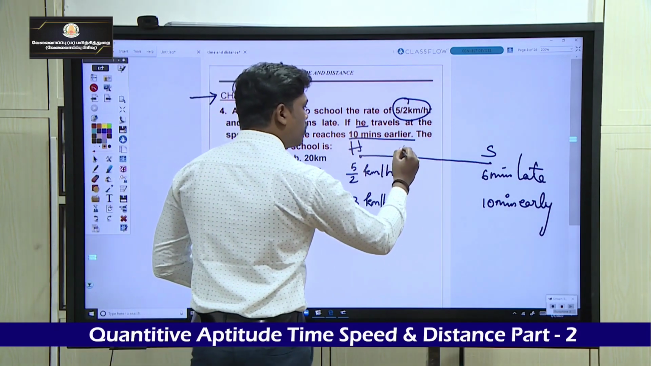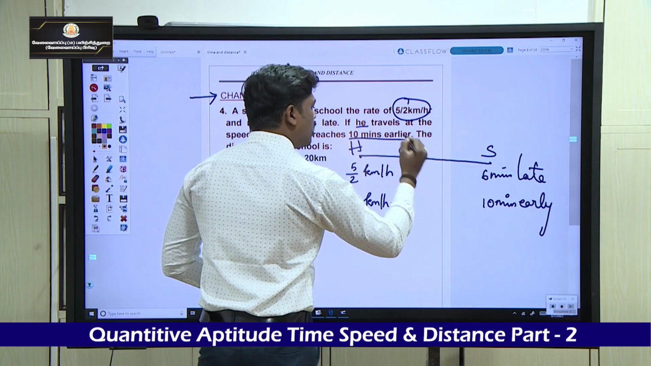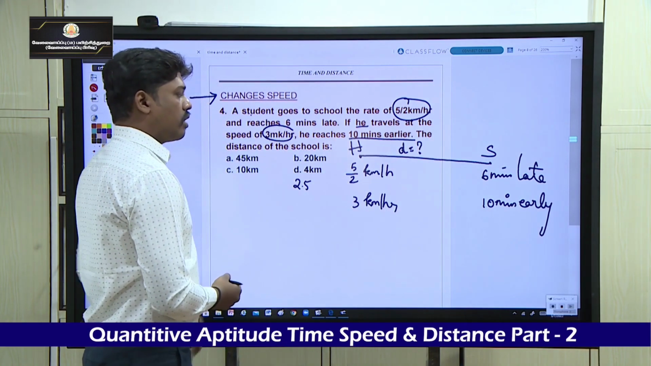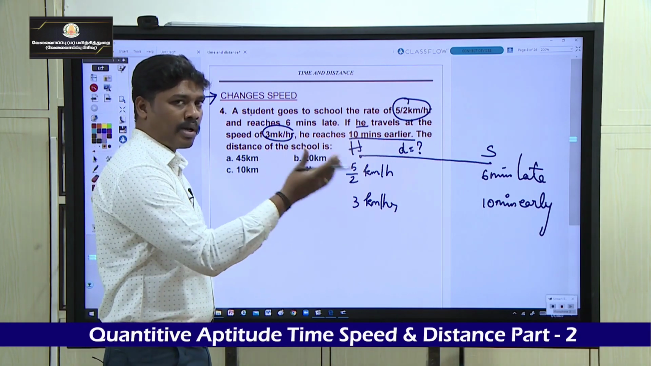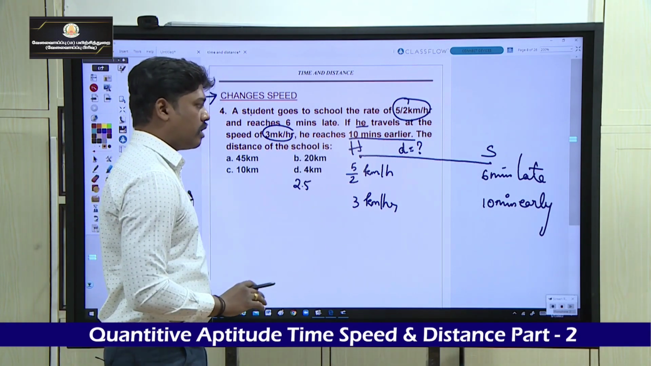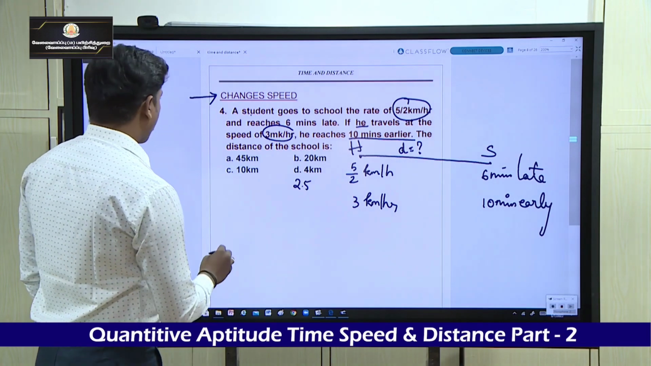Okay. Now, the question asked here is, what is the distance of the school? So, from house to school, what is the distance? This sum we can solve using two types. One is using formula, another using the concept. Okay. Let me tell here.